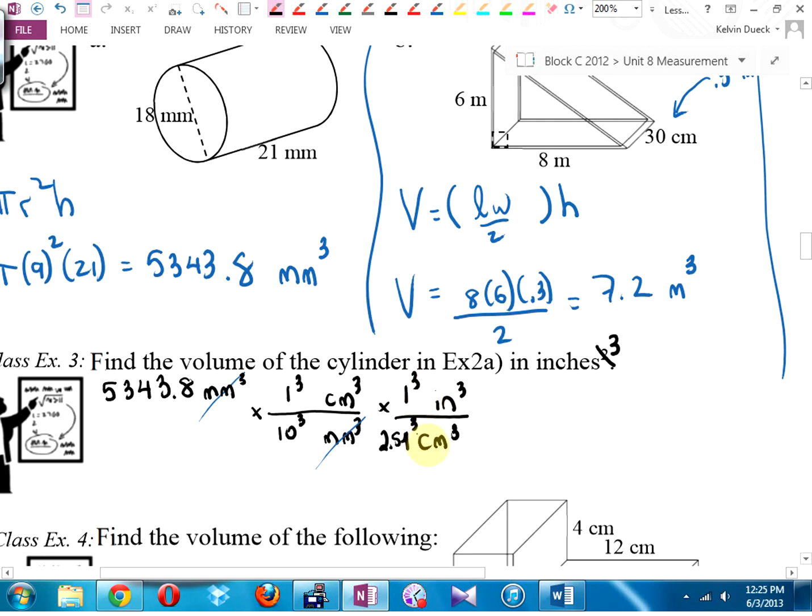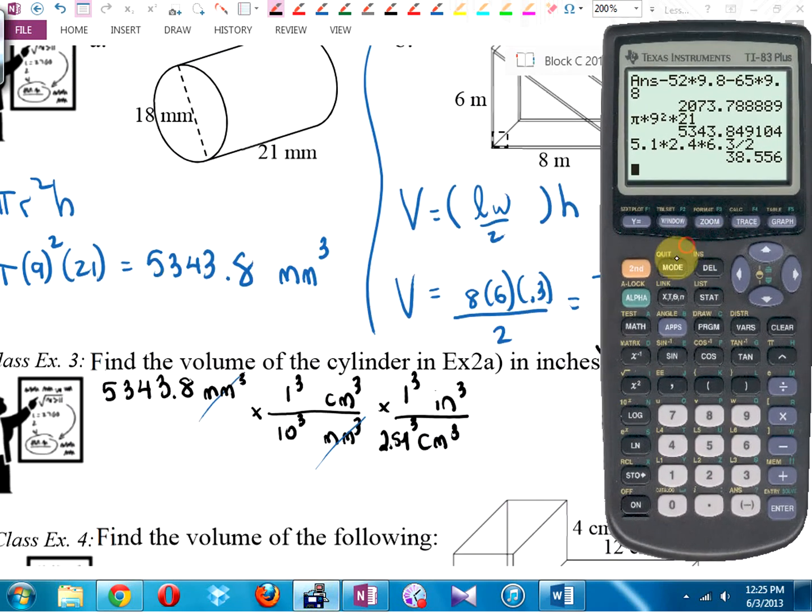So it's going to be 5343.8 times 1 times 1. Am I going to bother doing the times 1 times 1? Divided by 10 to the third and divided by 2.54 to the third. And I get 0.326 cubic inches. I hope. Right? Remembering where our exponent button is, all coming back to us.